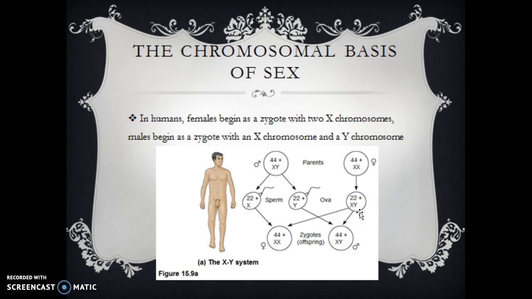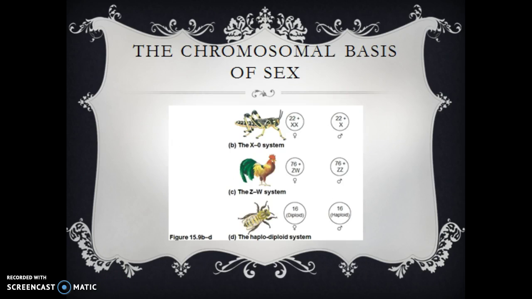Anyhow, when we recombine these, sperm with the ova, depending on which sperm happens to fertilize to form the zygote, we'll either have a new zygote with 44 autosomes and 2 copies of the X chromosome, or a zygote with 44 autosomes and a copy of an X and a copy of a Y chromosome. This is known as the XY system, which is what we see going on with mammals, specifically humans. But that's not always the case with all living things.